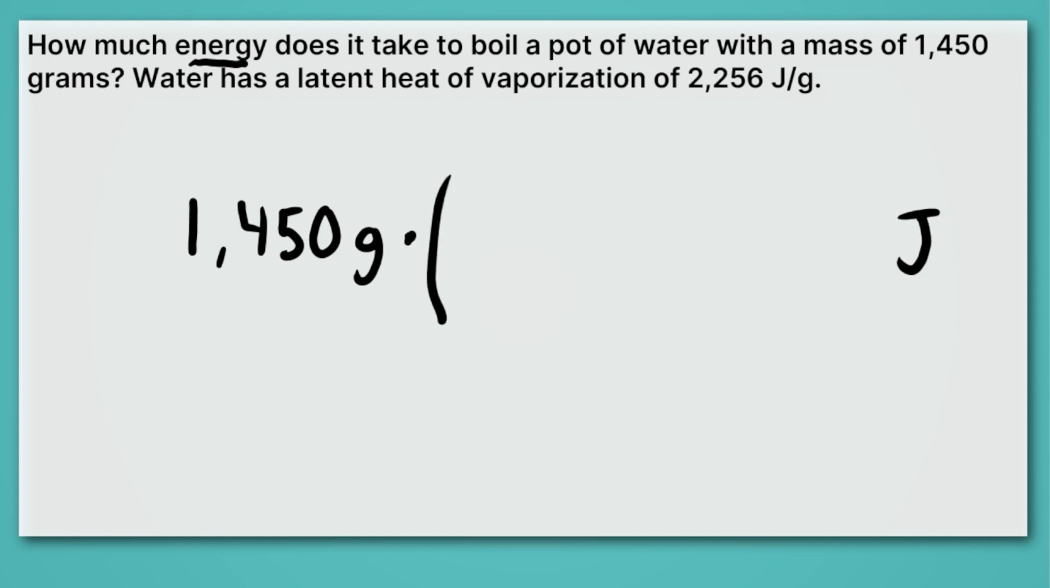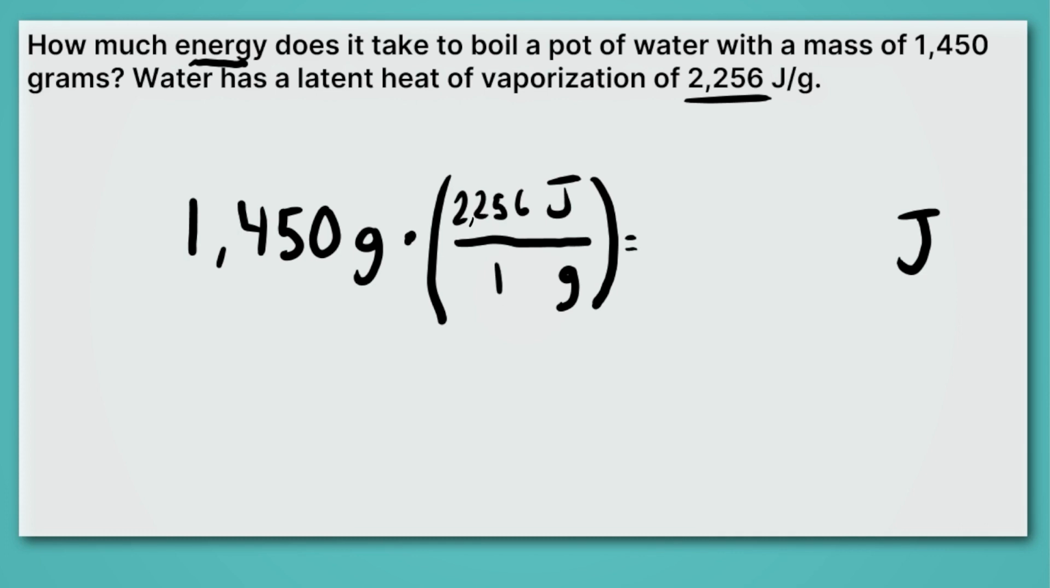So we actually have all the information we need just to do this as a conversion problem, because we know that there's 2,256 joules per gram. So we're going to cancel out gram and we're going to go to joules. Up top then, we're going to put 2,256, and on the bottom we'll put 1. When we multiply those numbers together, grams are going to get canceled out and we'll be left with joules. So you can see how this is just a very natural conversion problem to do. When we multiply that, we're going to get a pretty large number. We get 3,271,200 joules.